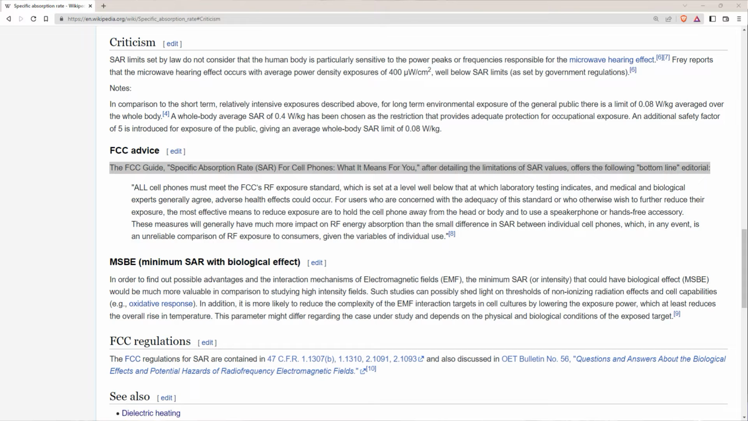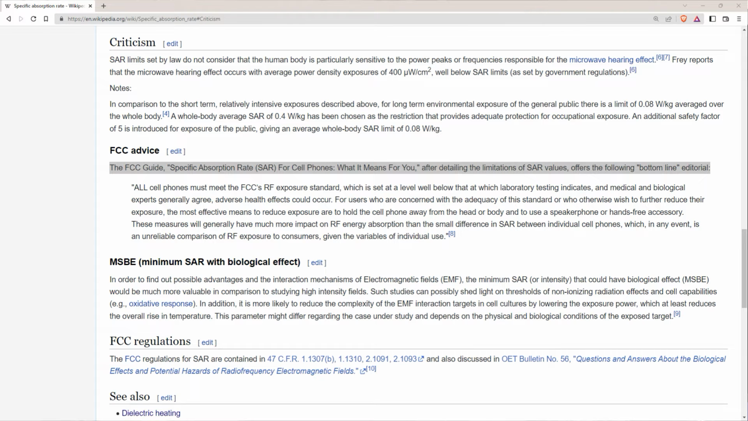All cell phones must meet the FCC's RF exposure standard, which is set at a level well below that at which laboratory testing indicates, and medical and biological experts generally agree, adverse health effects could occur. Well, not all medical and biological experts are in general agreement. Yeah, we'll just let that one slide.